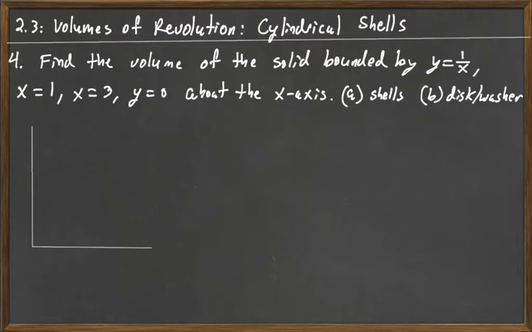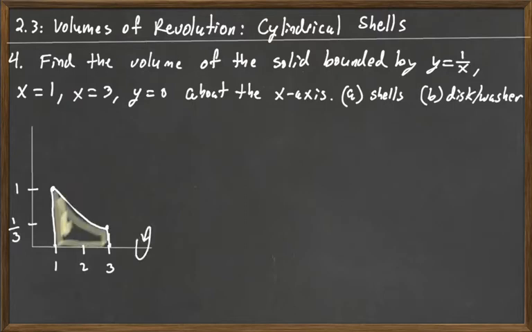First, we're going to use the shell method, and then we're going to use the disc or the washer method, whichever is appropriate. Okay. All right, so we're going to go ahead and do a sketch, and I'm not going to make my y-axis the same scale as the x-axis, just to be able to draw a larger picture to see what we're looking at. So here is our region that we're going to rotate around the x-axis.